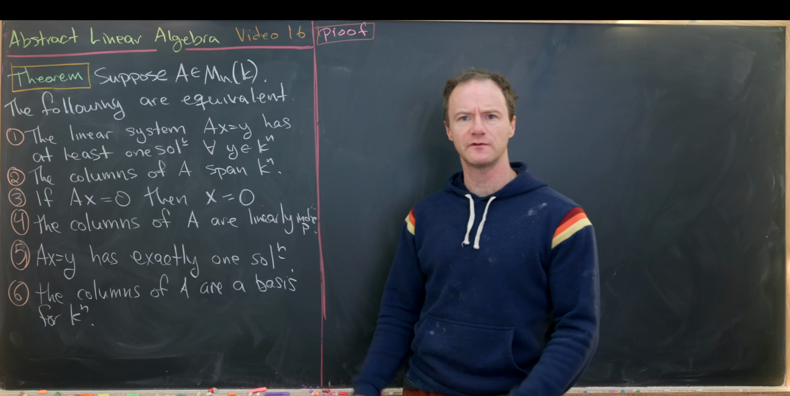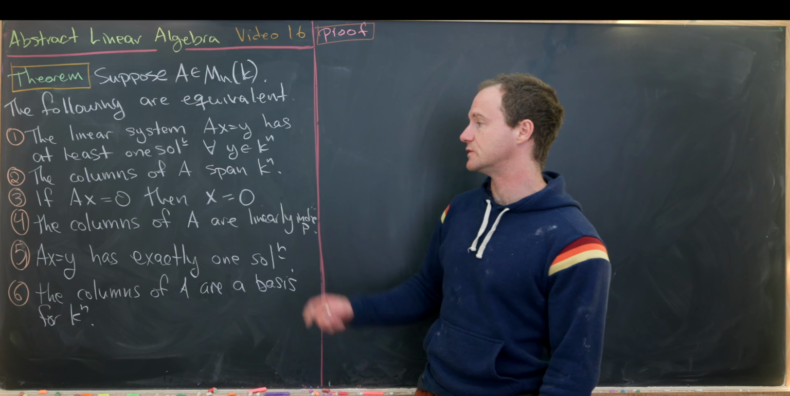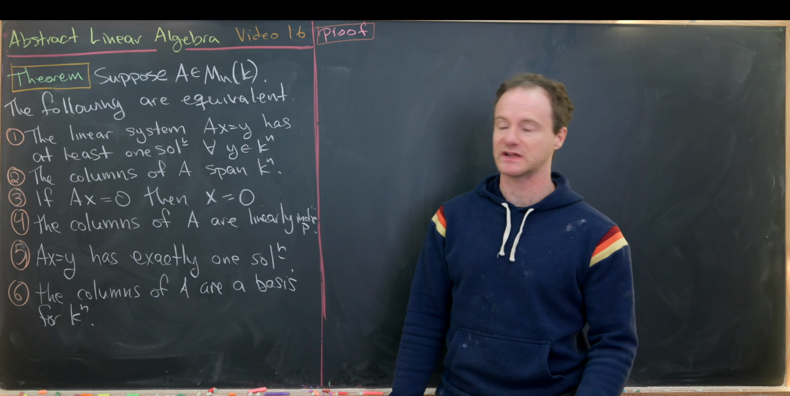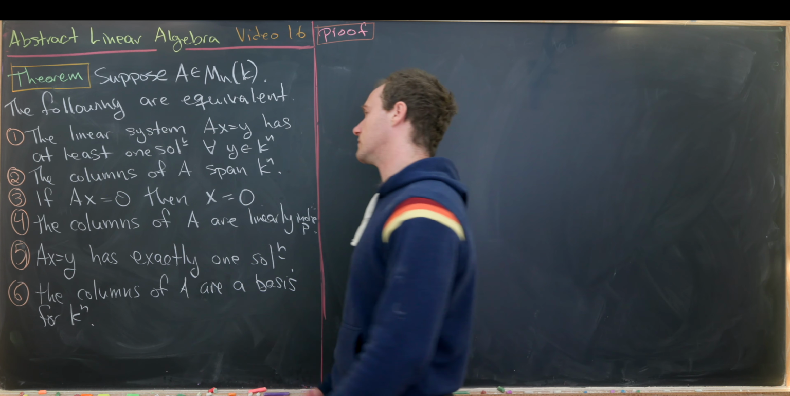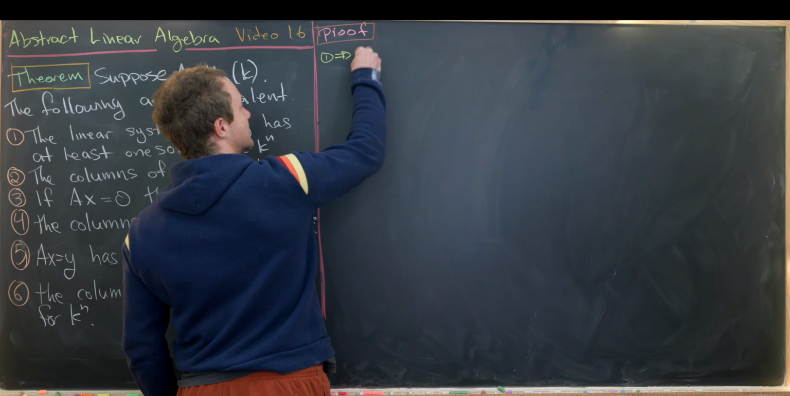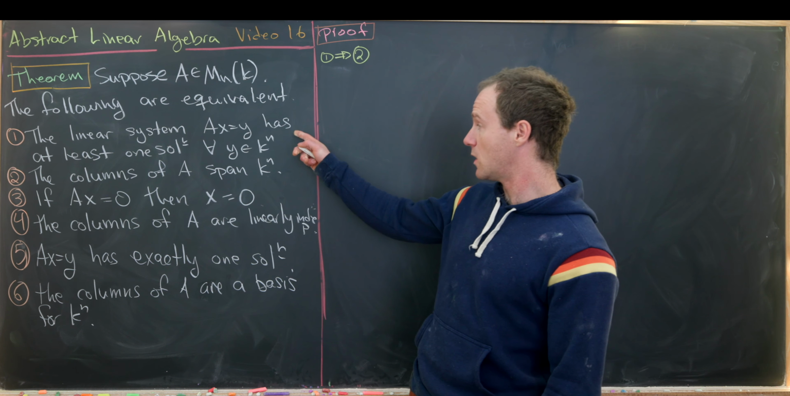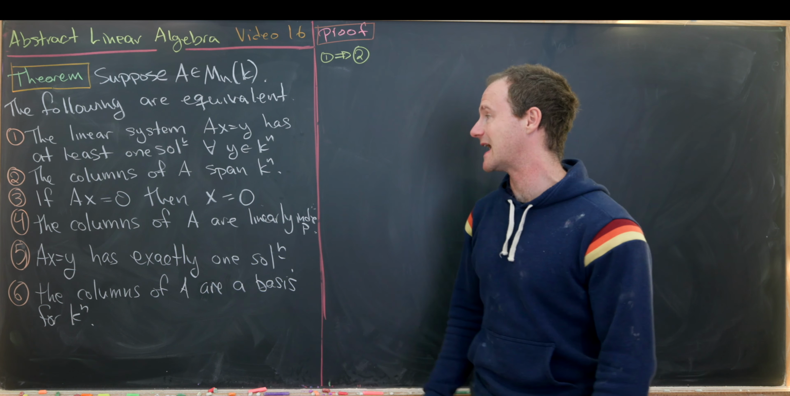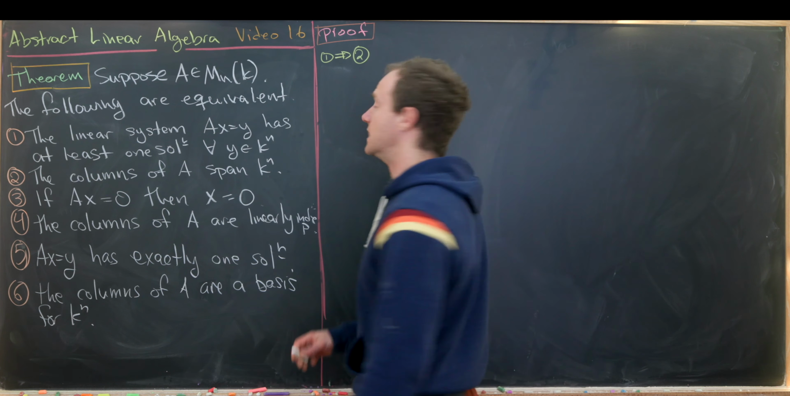Okay, so we're going to prove this in a round robin kind of setup. So we'll prove 1 implies 2, implies 3, implies 4, implies 5, implies 6, that implies 1. And so that means they'll all be equivalent. So that being said, let's start with 1 implies 2. In other words, we're supposing that this linear system has at least one solution for all y in K^n.